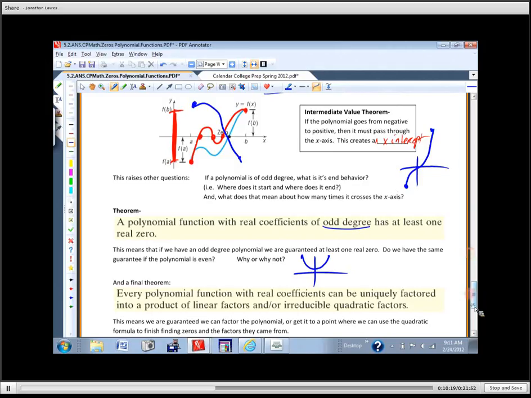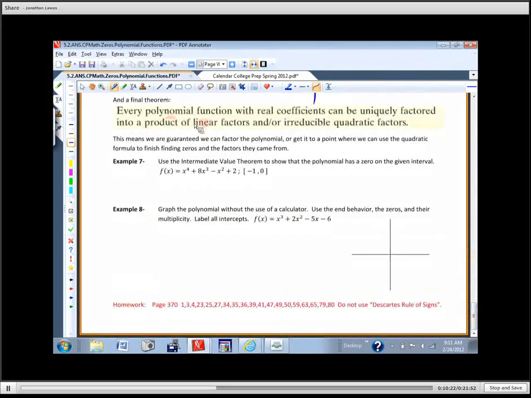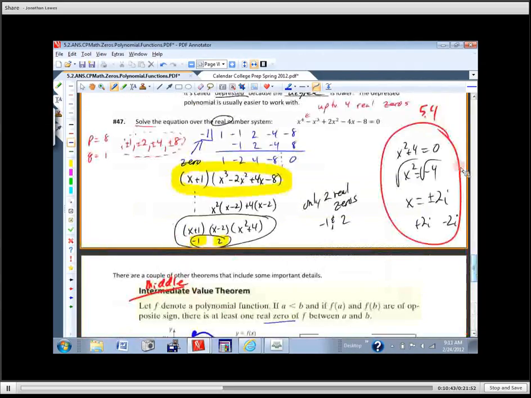Okay? And then here's the last one. It says every polynomial function with real coefficients can be uniquely factored into a product of linear factors and/or irreducible quadratic factors. So basically what this says is we're guaranteed we're going to be able to factor this. Remember this one that we did here? We were given this ugly mess and we were able to factor it all the way down to here. We like a factor like this. We like a factor like this. We're not thrilled about something like this. This is one of those irreducible quadratics, but what could you use on this if you had to solve it? You could use the quadratic formula.